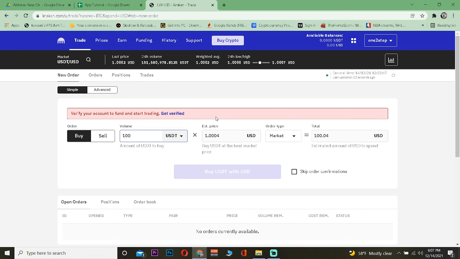But since its value is equal to $1, it doesn't make any difference. Like for $1 you get 1 Tether, the only difference it's going to make is the amount Kraken is going to charge you for its trading fee.